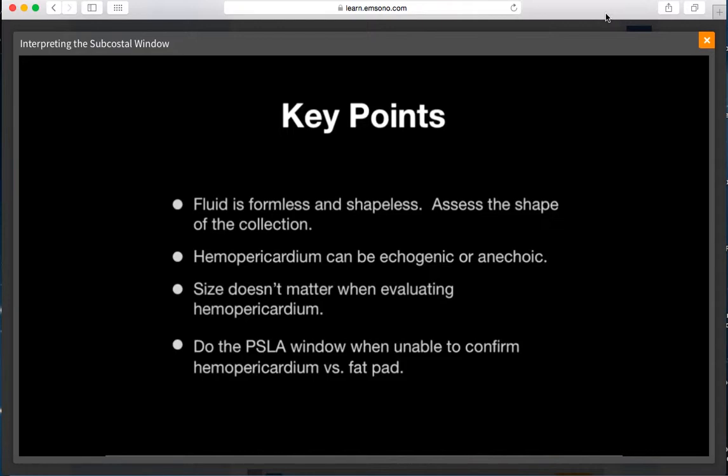So let's sum things up here. Fluid is going to be formless and shapeless, so you've got to assess the shape of the collection. Hemopericardium can be either echogenic or anechoic. In the trauma patient, size doesn't matter when evaluating hemopericardium. And do the parasternal long axis window when you can to confirm whether it's hemopericardium or a fat pad. And we'll go through that in a future module, how to perform the parasternal long axis window. At a minimum, you need to do serial exams on these patients with ultrasound to determine if there's any change in the size of the fluid collection when you're unable to confirm hemopericardium or fat pad.